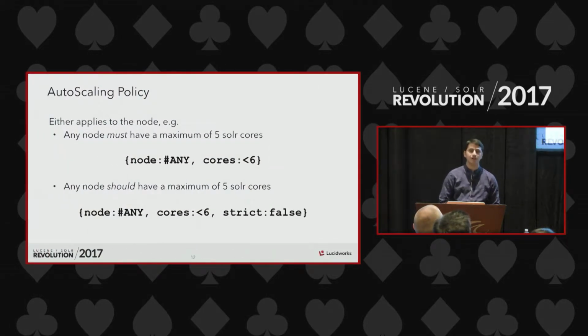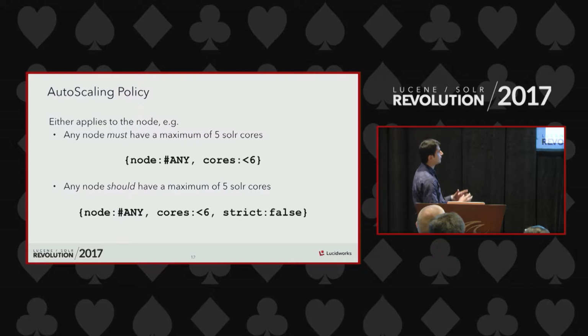The policy has 2 parts. The policy is like a rule, basically. It either applies to a node or it applies to a collection shard replica combination. In the case of a node, you can say, hey, no node should have more than 5 Solr cores. That is specified by the first example here. Or you can say, try not to have more than 5 cores in a node, but if I absolutely need to add a replica or move a replica, then relax that restriction. But only if you can help it, don't do that.